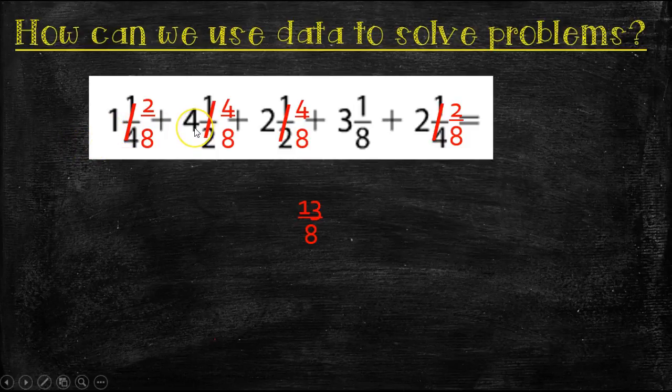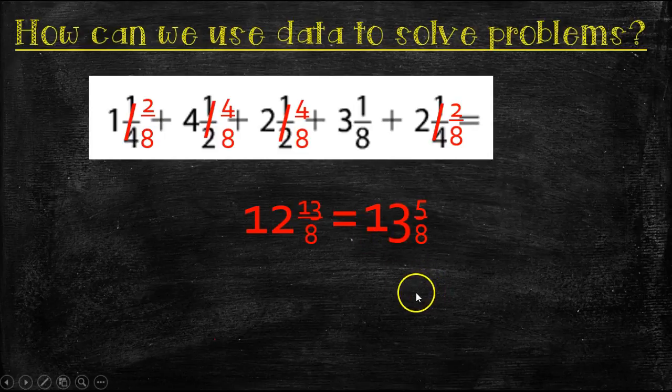1 plus 4 is 5, plus 2 is 7, plus 3 is 10, plus 2 is 12. So 12 and 13/8. But what is wrong with this number? Well, this is an improper fraction. So what we have to do is subtract 8/8 from the fraction and add one whole over here. So 13/8 minus 8/8 equals 5/8. And then we have to add one to our whole, so 13 and 5/8. So that's how much rainfall they got in the month in Costa Rica.